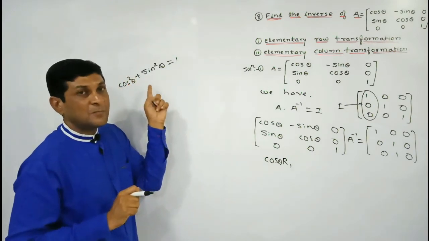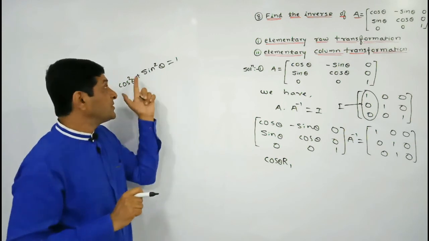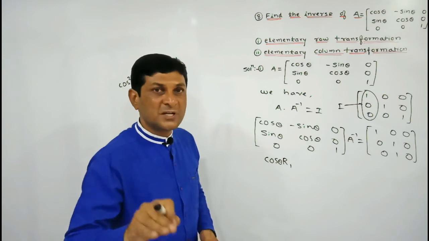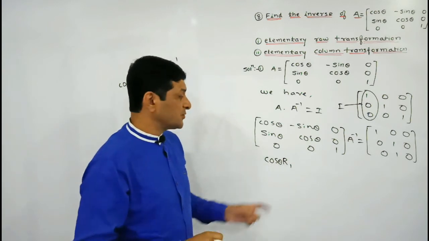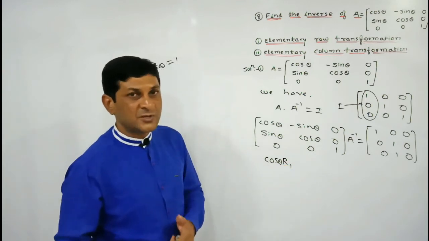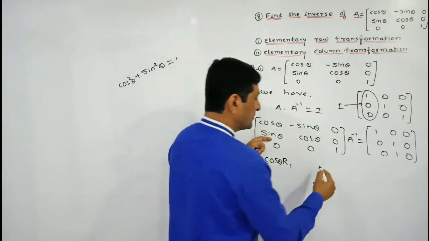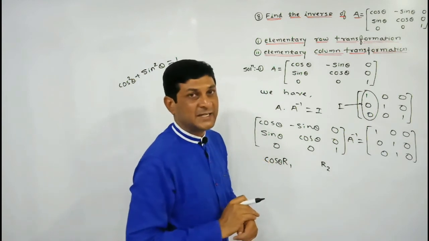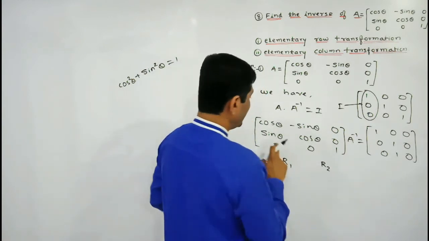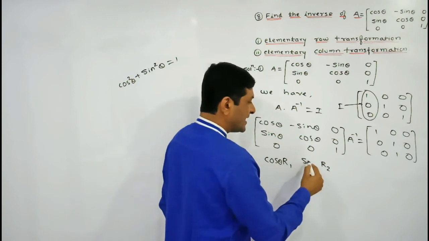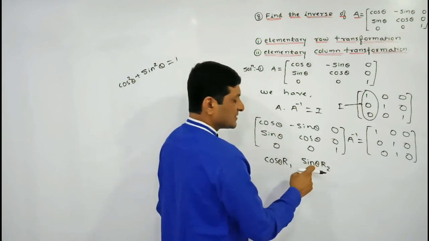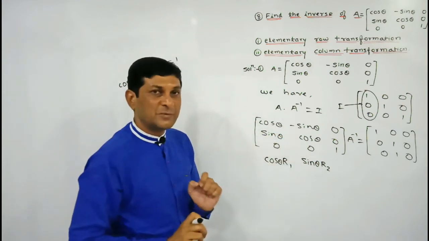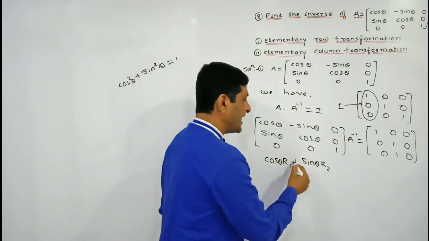Again, what will we require? Plus sin square theta. Plus means what? Addition. Whenever we are taking addition or subtraction, at that time we have to use the corresponding element of another row. So here our operation is on R1, so we are using the corresponding element of R2. And the element of R2 is sin theta, but we require sin square. So that's why I am multiplying R2 by sin theta. Sin theta into sin theta will become sin square theta, and we have to take their addition.